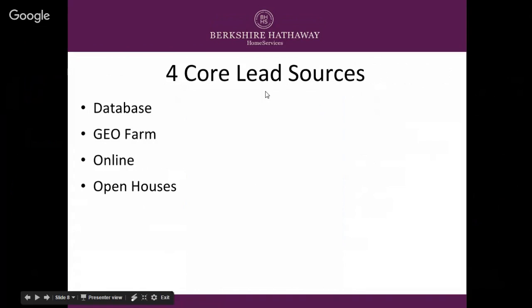For top producing agents, and especially for any of your new agents, there are 4 core lead sources where we can begin. Those are your database, your geographical farm, online, which is really stepping up the game completely, especially in the last 5 years, and then open houses. These are the 4 that are going to get you the most traction, the most money for your time. I'm going to go into each one of them briefly so you understand what they mean and how to actually get into doing some lead generation yourself.